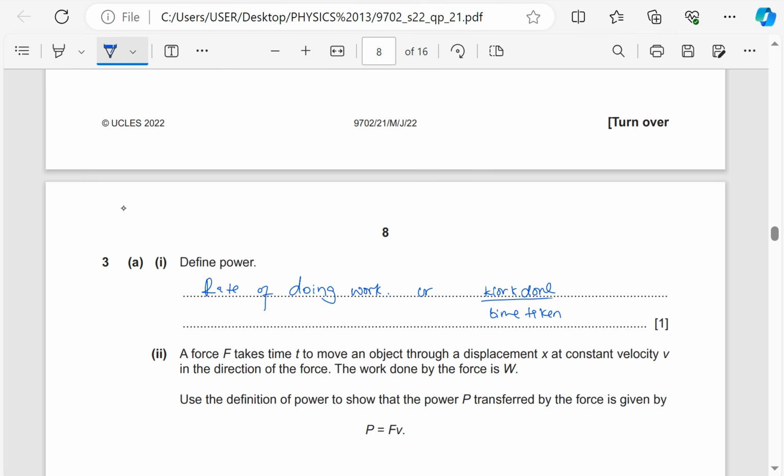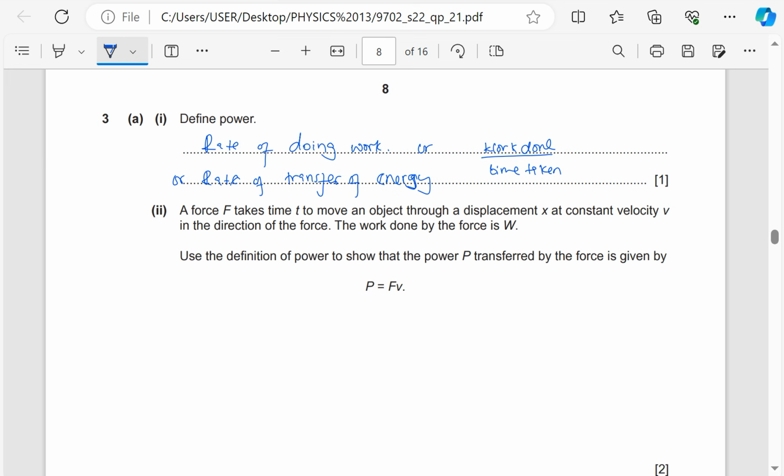You could define power as the rate of transfer of energy. Any of these. Now, in an exam, of course, you don't need to give the examiner alternatives. You just stick to one definition.